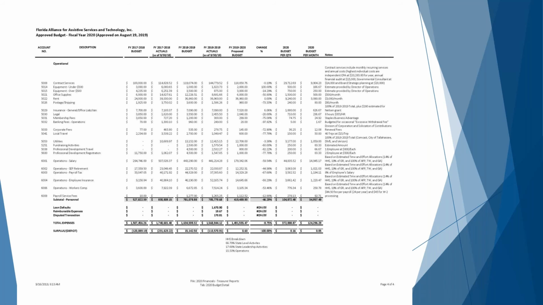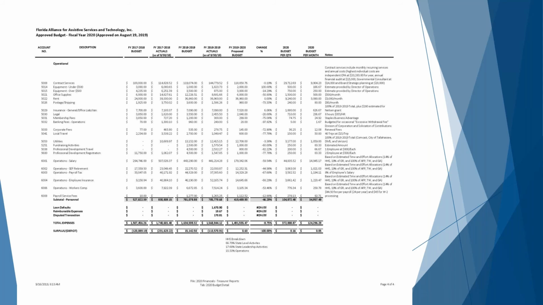And then you can see, again, the loan defaults, reimbursement expenses, and disputed transactions end up in the budget because we have actuals at the end of the year occasionally, and then the surplus and deficit. And then down at the very bottom there, you can see the HHS breakdown. So that is our federal funds, how the AT3 organization sees that we should be spending our money. They recommend 70% to state level activities, 30% to state leadership activities, and they don't mention anything about operations.